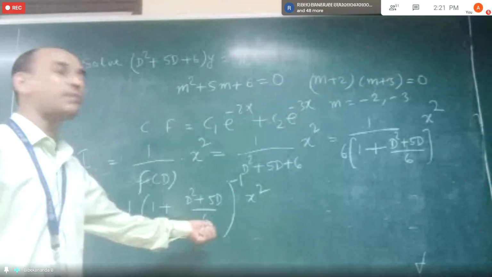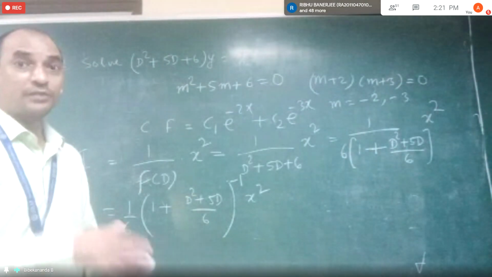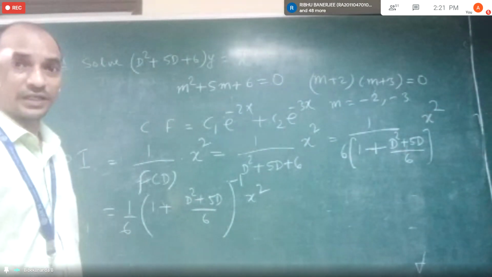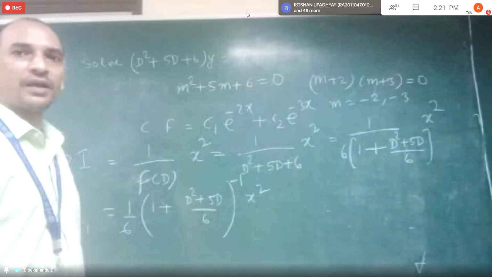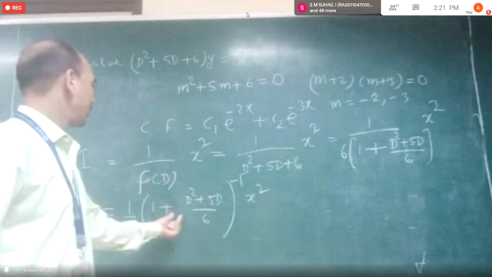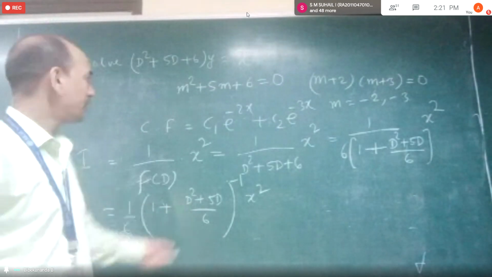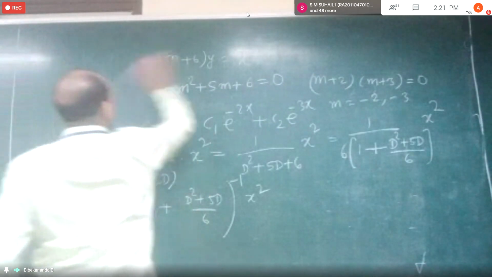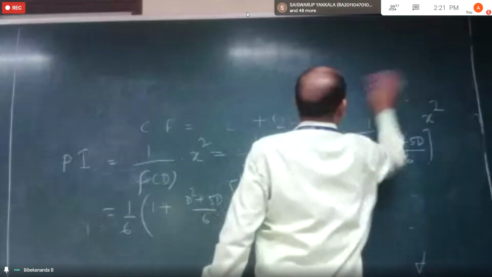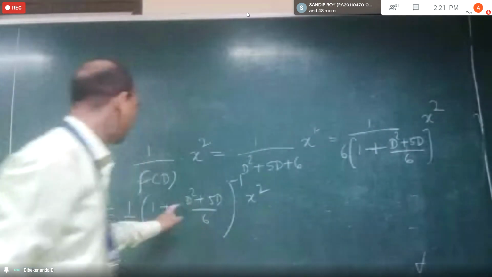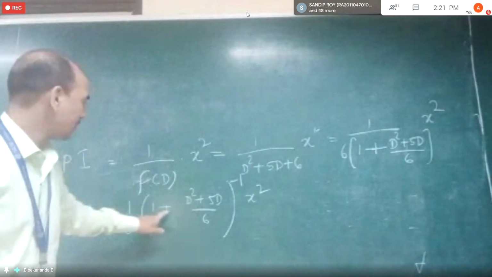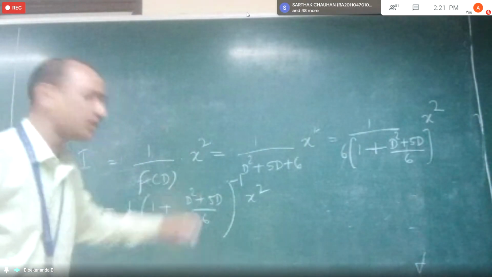It is very important. If you identify what the element is in place of x, then it is very easy to solve. So in place of x, you have (D square plus 5D) by 6, in the form 1 plus x.